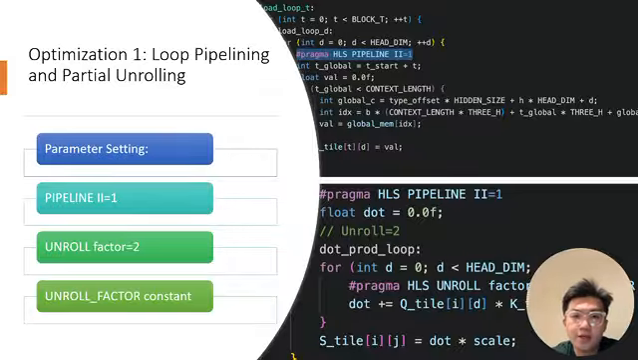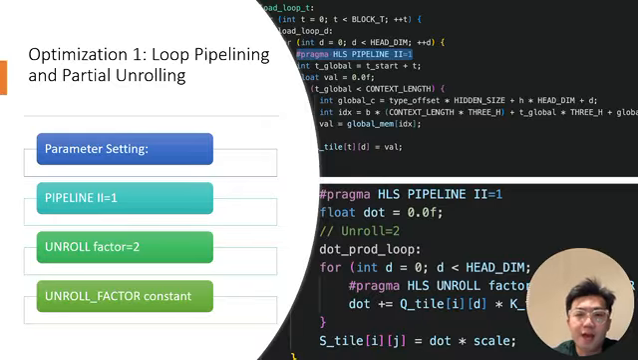The first optimization is loop pipelining and also unrolling. For most inner loops, such as the load-store loops and also the matmul and softmax loops, we apply the pipeline II equal to 1 so that the design will accept a new iteration every clock cycle. This will ensure really high throughput for the entire system.